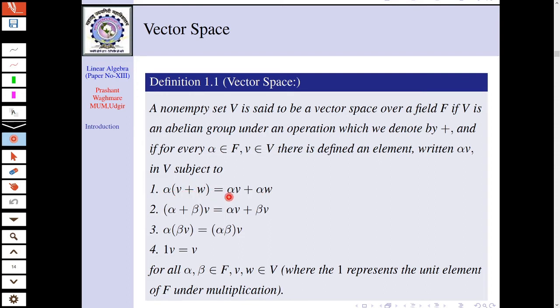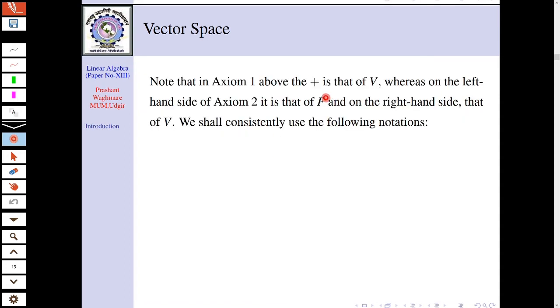But if you look at the right hand side of this equation, this plus sign is what? This plus sign is again in V. But in the second case here, in the second axiom, this alpha plus beta, this plus indicates an addition operation which is in F. Right, that is what I have written here.